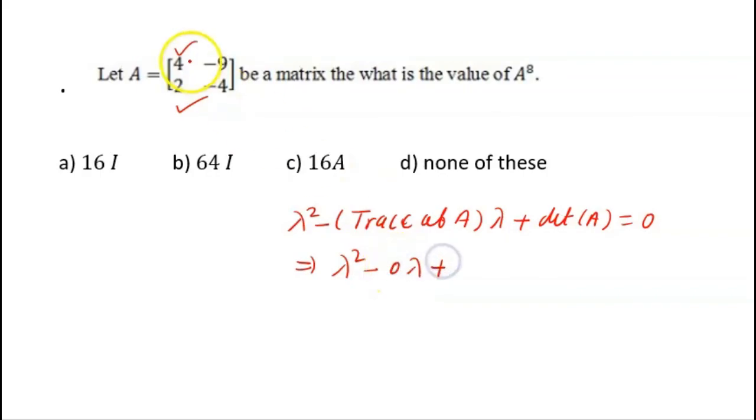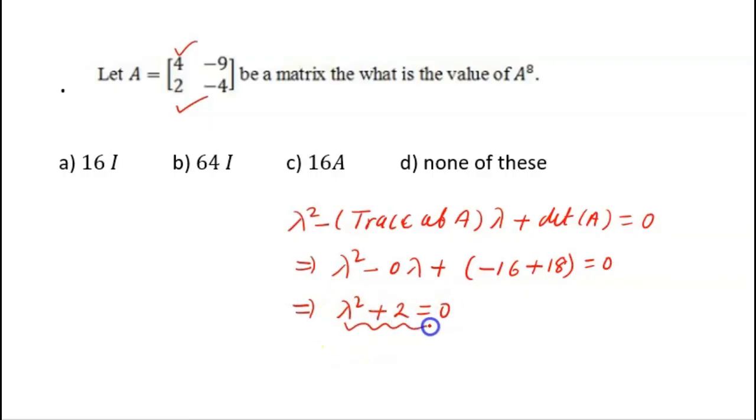And what is the determinant of it? So determinant is 4 into minus 4, that is minus 16, and minus 9 into 2 is minus 18, means here I have to write minus minus plus 18 is equal to 0. I mean here I am writing in terms of lambda, so it is 0. So I am getting lambda square plus 2 is equal to 0. This is my characteristic equation. Point number 1. Point number 2, if I use Cayley-Hamilton theorem, let me continue in this side.